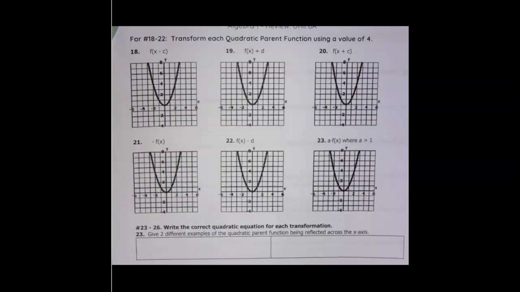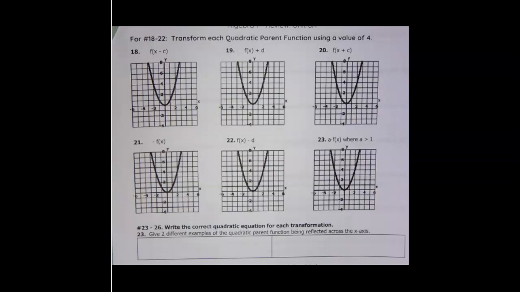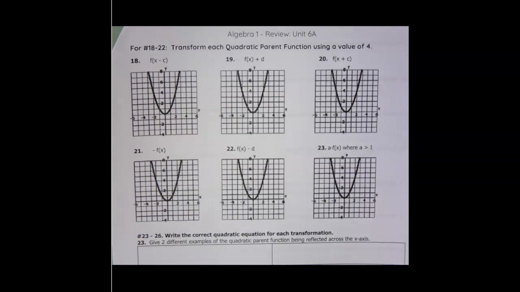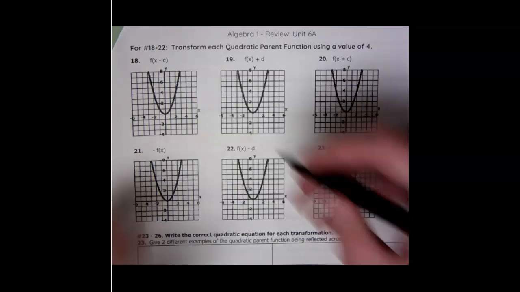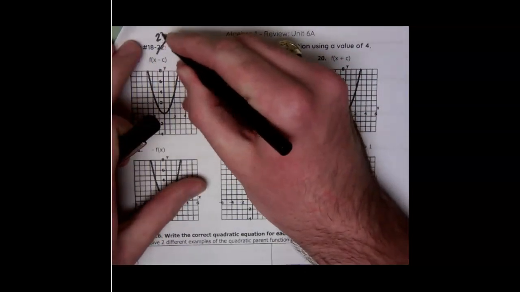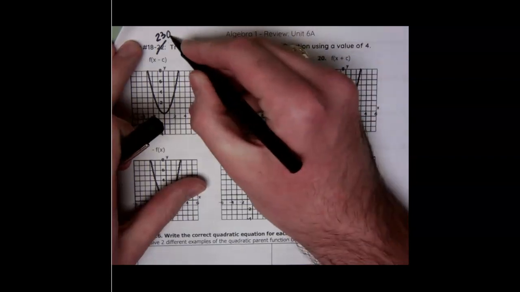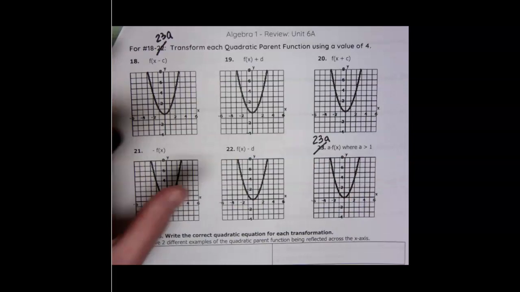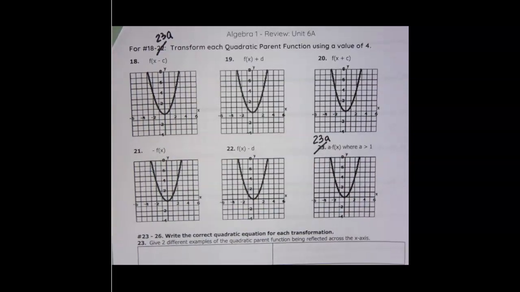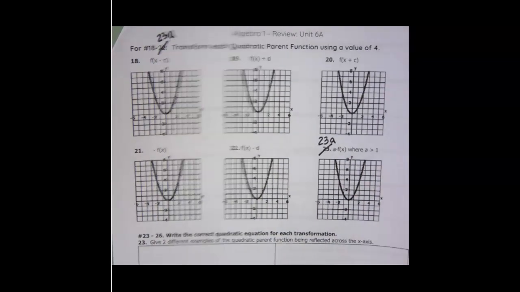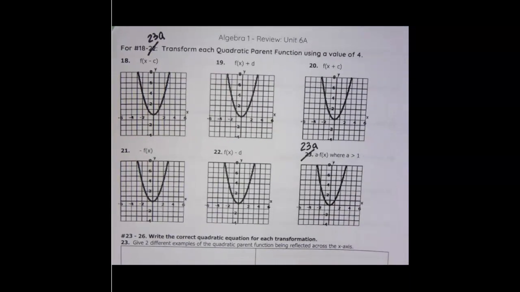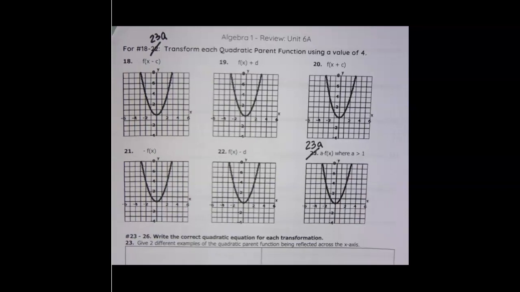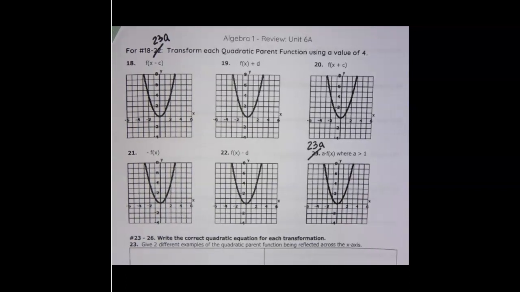Alrighty guys, welcome to the video for the review for numbers 18 through 23A. So this should say 23A, and this is 23A. I'm doing 6 problems. It's at the top of, I believe, the 3rd page. Okay. So it says transform each quadratic parent function using a value of 4.